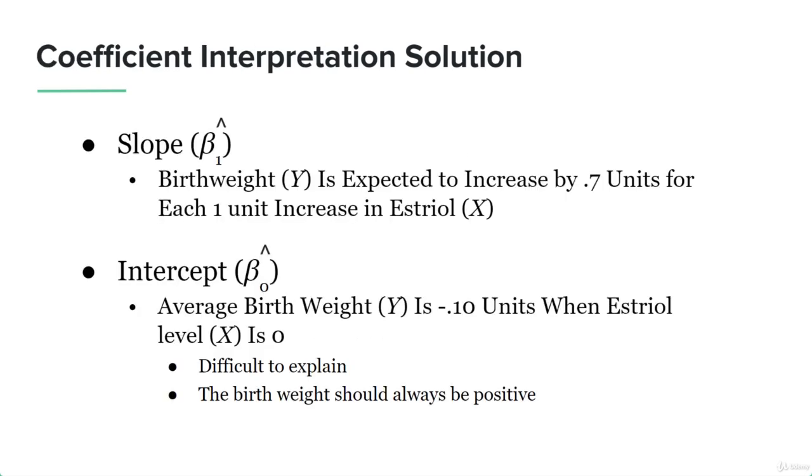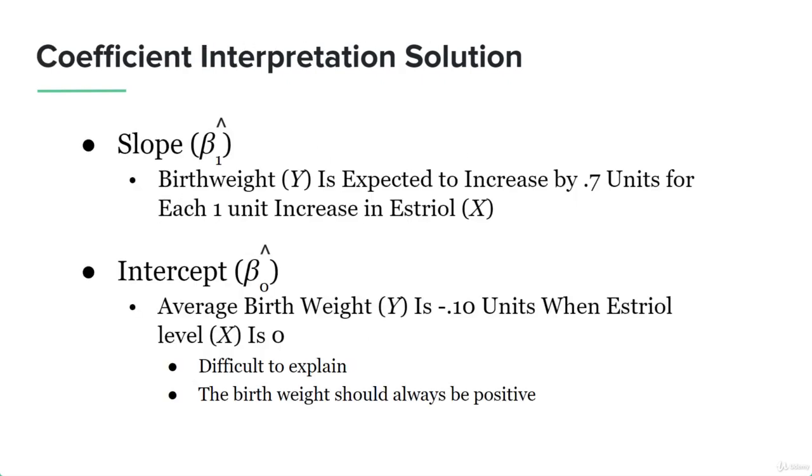In this way, we're going to get the coefficients, and now let's interpret these coefficients to better understand how we can model them in the given domain of the problem. Slope beta 1 means the birth weight y is expected to increase by 0.7 units for each unit increase in estriol. So this is how we can apply the coefficients to the particular problem.